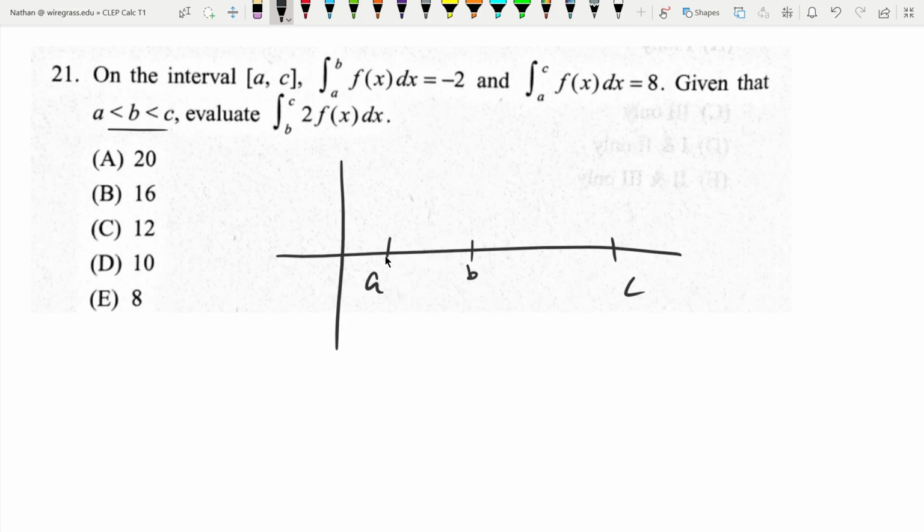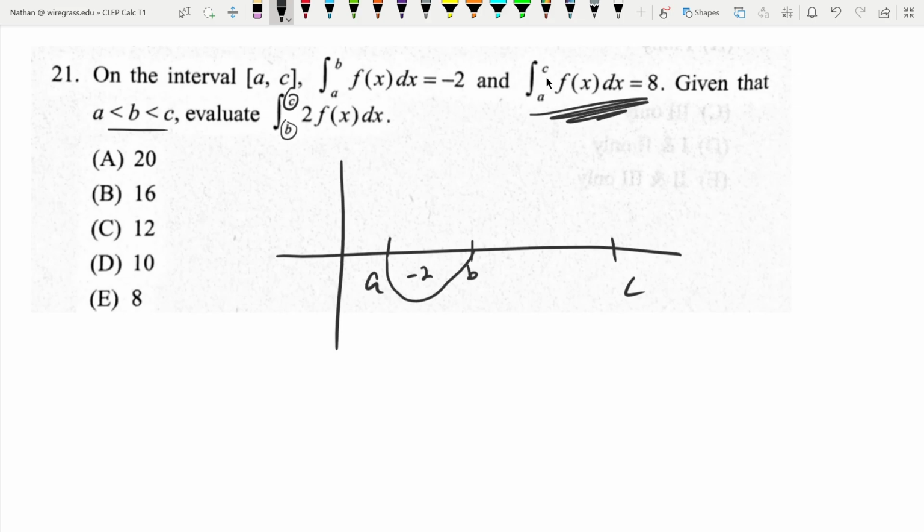It doesn't have to be exactly it, but it's going to be something like this, where this is an area of -2. And this one says from A to C, so from this starting point all the way over to C, we have a total of 8, a total area of 8. Now, given that this is the case here, 2 times f of z, and we're going to go from B to C, we're asking what's this interval here? That's going to be the crucial portion here. So it's understanding, what does this look like?